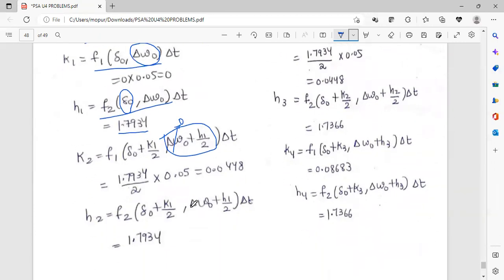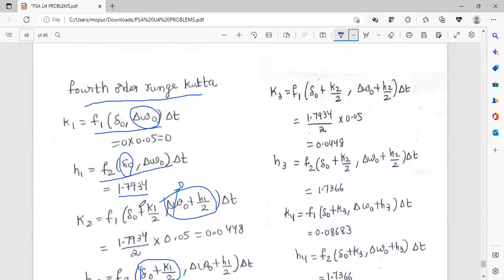Now, h2 function, you should substitute in the place of del, you should take this angle. That is, pi f naught by h into Pm minus Pe2 max sin of del naught plus K1 by 2. Then, similarly, you should find K3. K3 is F1. So, you will be having this term alone.